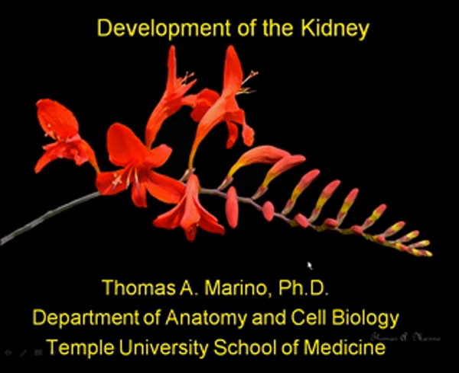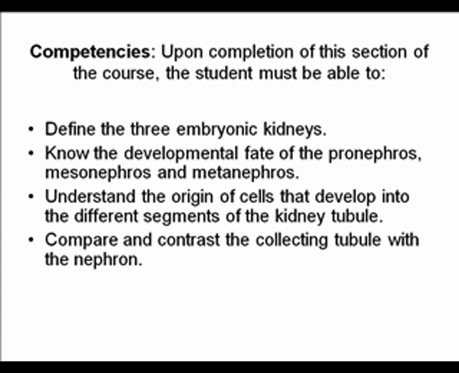In this presentation, we're going to be talking about the development of the urinary system, particularly focusing on the development of the kidney. After this lecture, you should be able to describe and define the 3 embryonic kidneys, understand their fate, recall the origin of the cells that develop into the different parts of the kidney tubule, and discuss the differences between the collecting tubule and the nephron in terms of the origin of the cells that give rise to these structures.